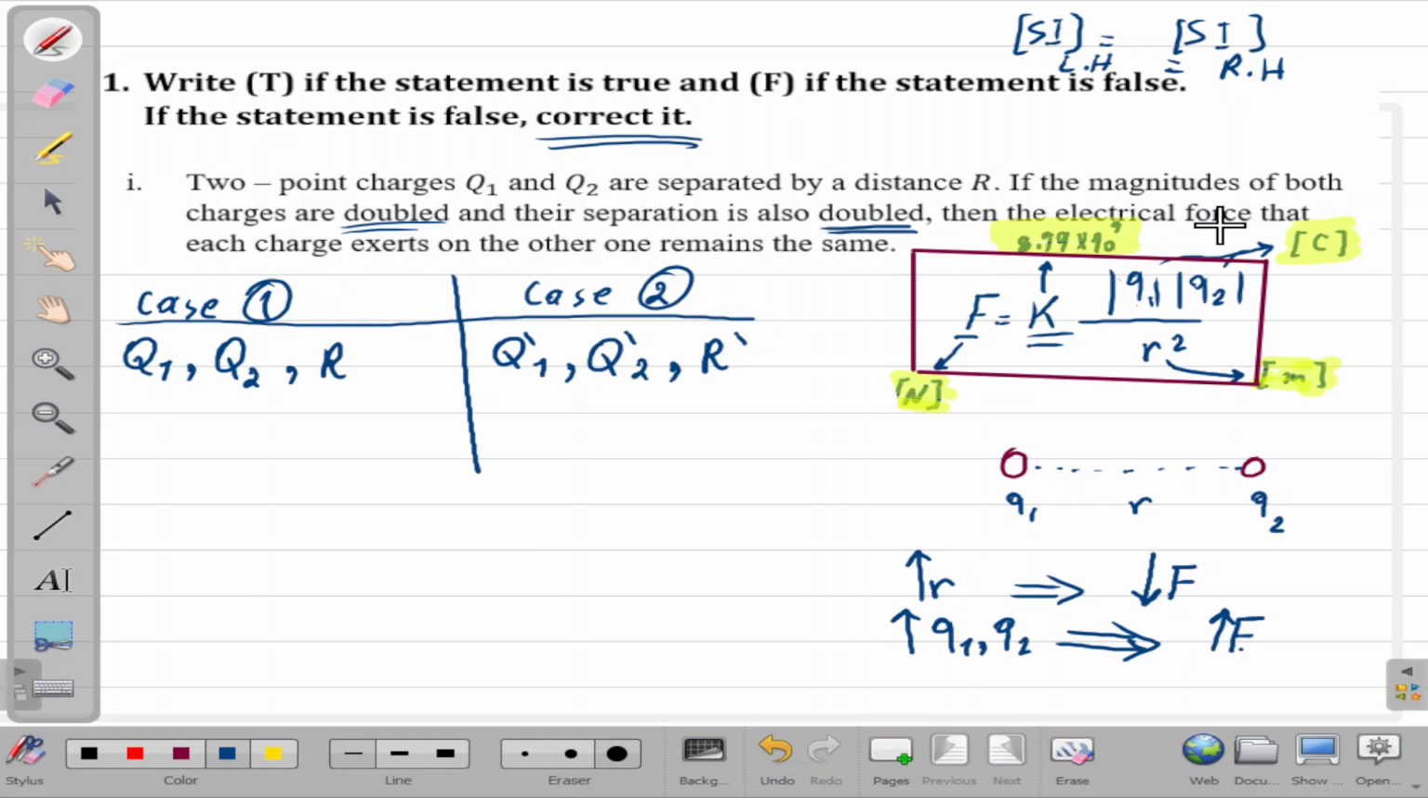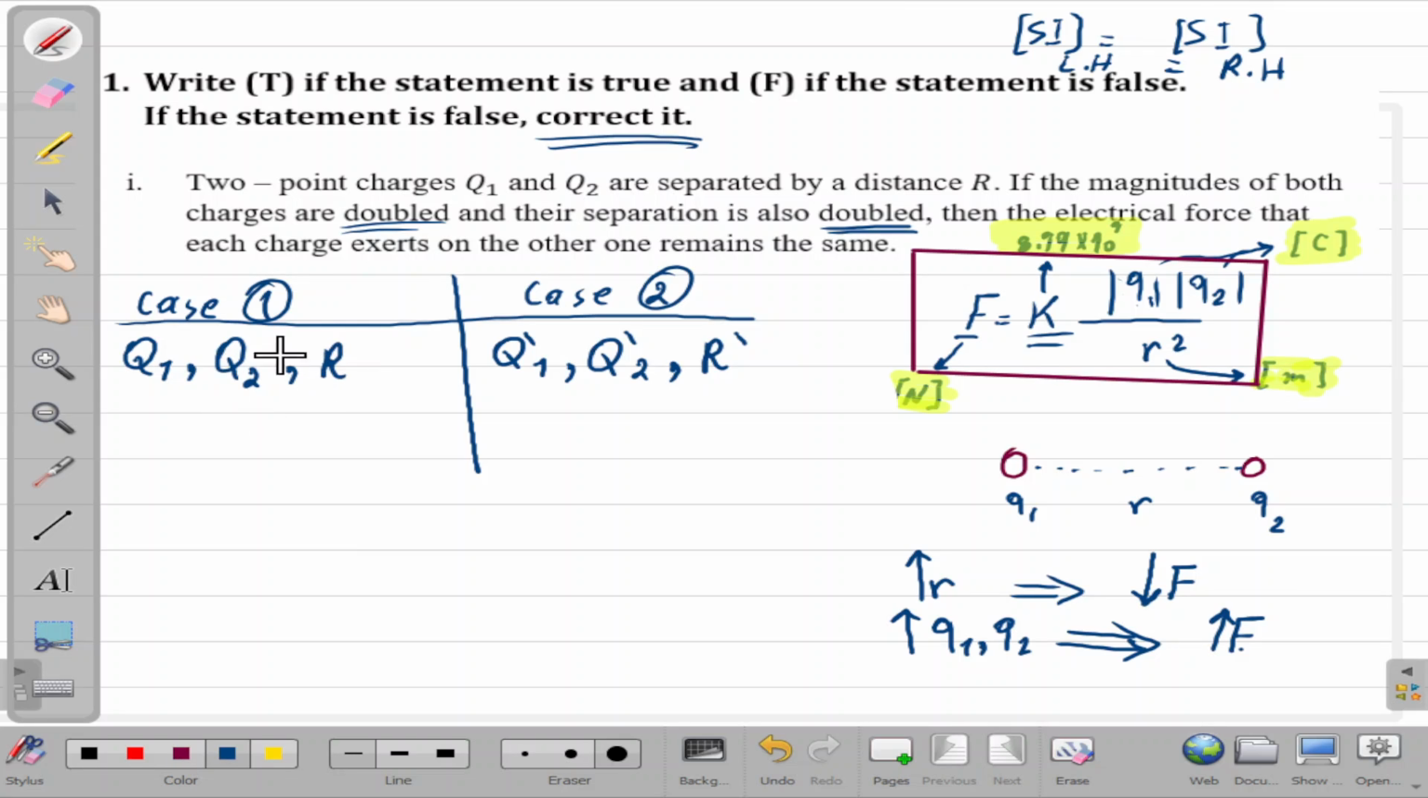Then the electrical force that each charge exerts on the other one remains the same. Okay, now we need to check if the statement is true or not. We need to use the formula in order to get the answer. How can we use this formula?